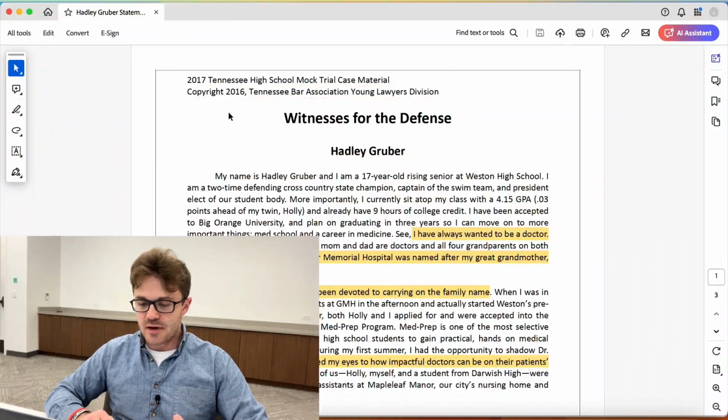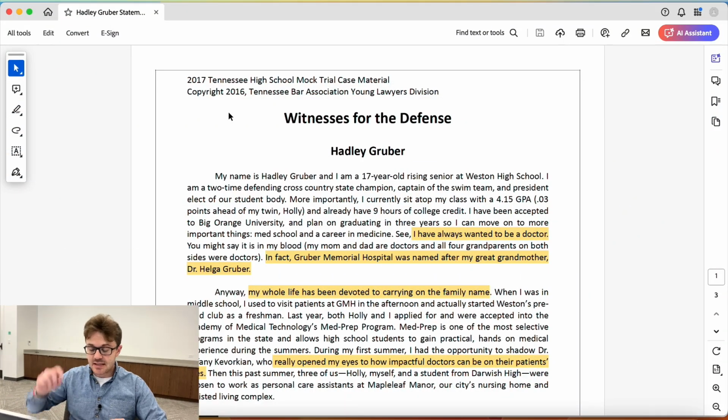So I have here the witness statement for the defendant in the 2017 Tennessee High School mock trial problem. The name is Hadley Gruber. Now, for a little bit of context about this case, Hadley Gruber was a minor who was being accused of more or less strangling an old man to death in the assisted living facility that she worked in. And the case was about deciding whether she would be tried as an adult.